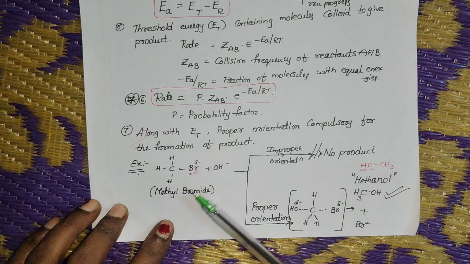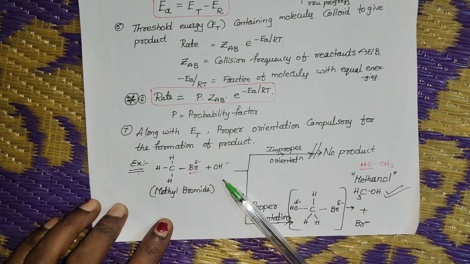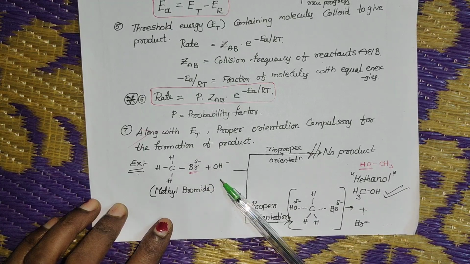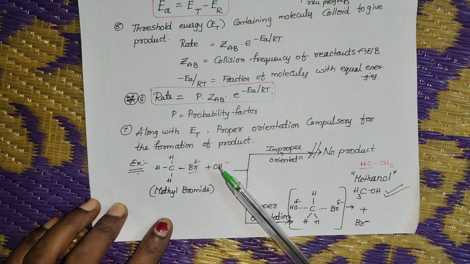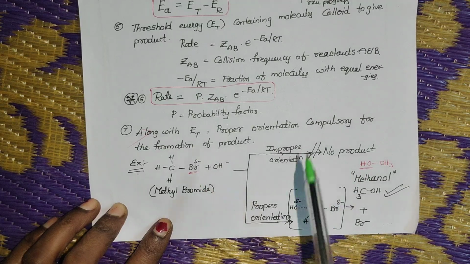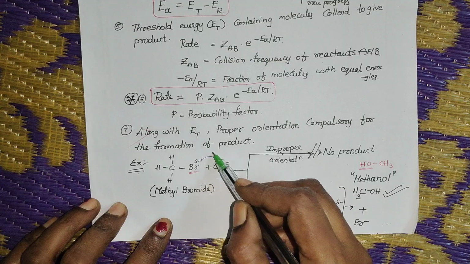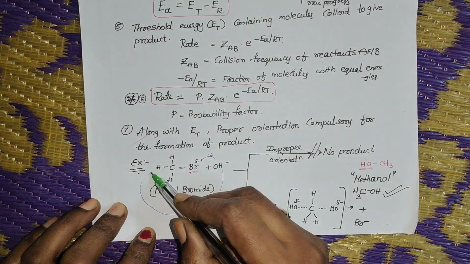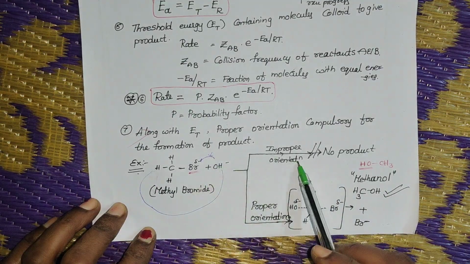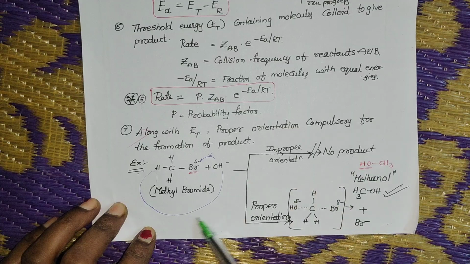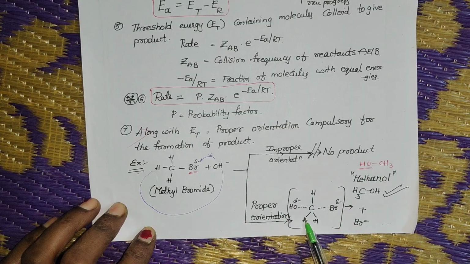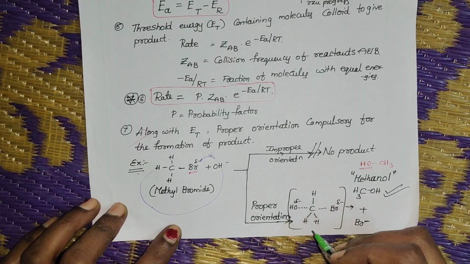Proper orientation. Okay, in this, methyl bromide reacts with the OH minus nucleophile. In the place of Br minus, OH is substituted. That is why it is nucleophilic substitution. But attack directly from this side is not possible, so it will attack from the back side. So attack directly from this side is the improper orientation, no product. Back attack will give the product. This is the proper orientation. Here we have to write the transition state.